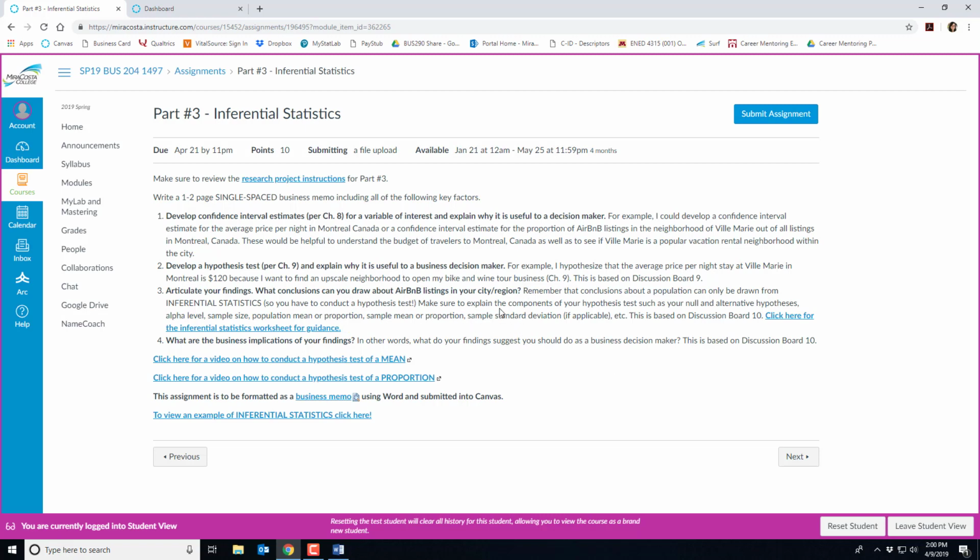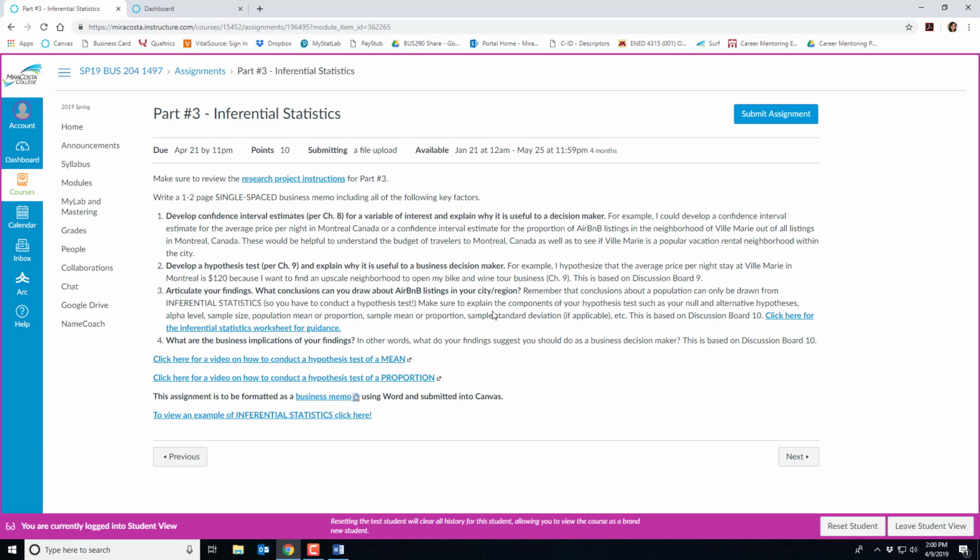So make sure to include all of the components in your hypothesis test, just like in your discussion board, which is what were your null and alternative hypotheses, the alpha level, sample size, the mean or proportions that you used, and any applicable variables like the sample standard deviation. So that's what you're working on in discussion board 10. So you'll just copy and paste that into this Part 3. Make sure these components are in here.